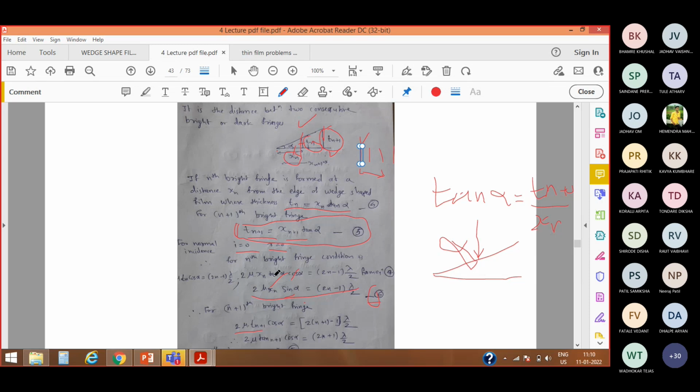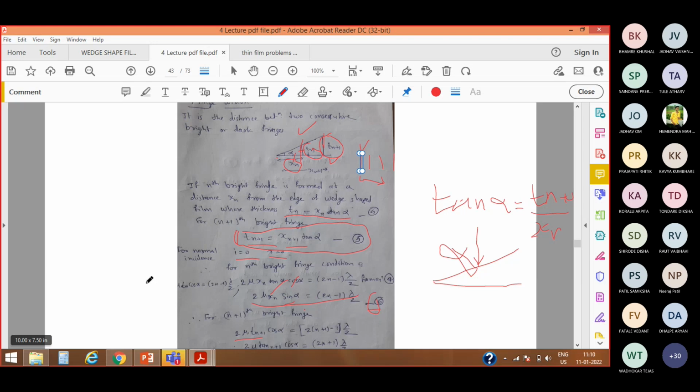Okay. For the nth bright fringe, the condition is: here, 2 mu Tn cos alpha, this needs a correction. 2 mu Tn cos alpha is equal to (2n minus 1) into lambda by 2. So this is the condition for brightness. Okay.